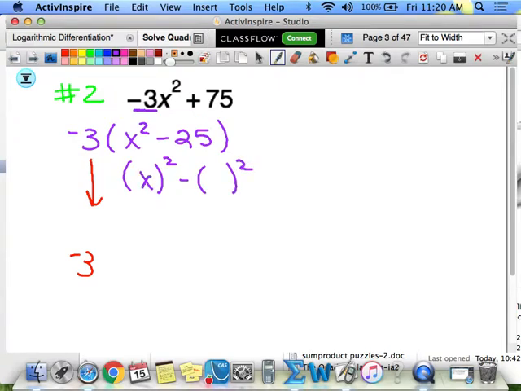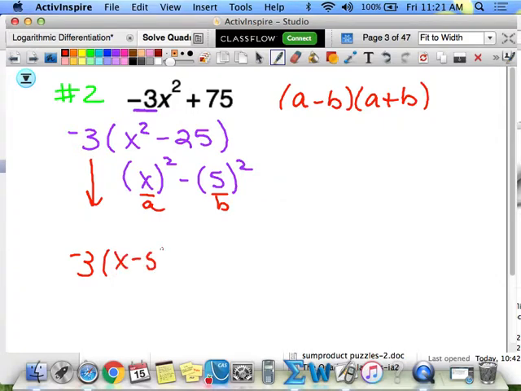You square x to get x squared, and you square 5 to get 25. So in our formula, that's our a and that's our b. And for difference of squares, your formula is a minus b, a plus b. So a minus b, x minus 5. A plus b, x plus 5.